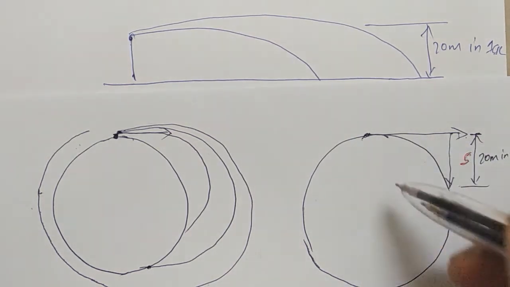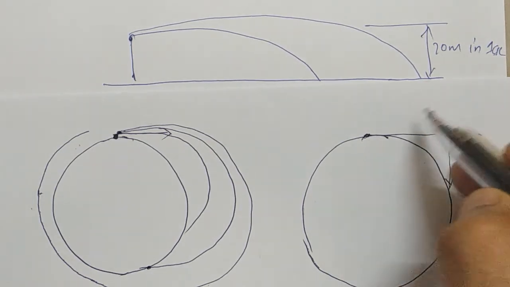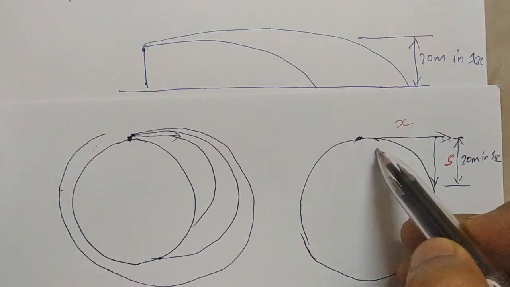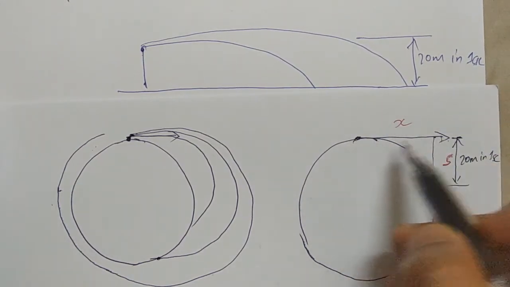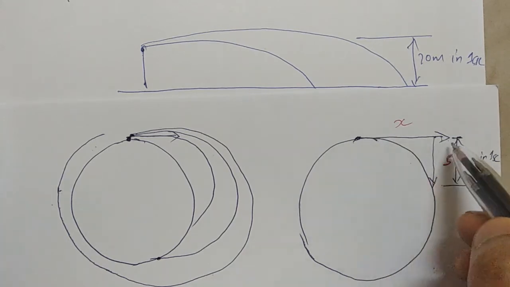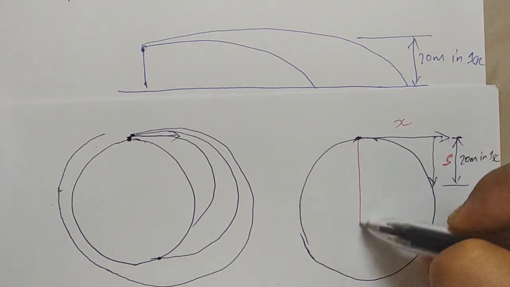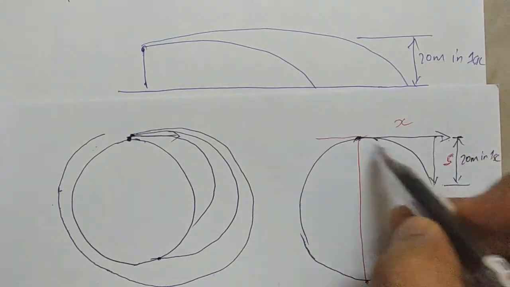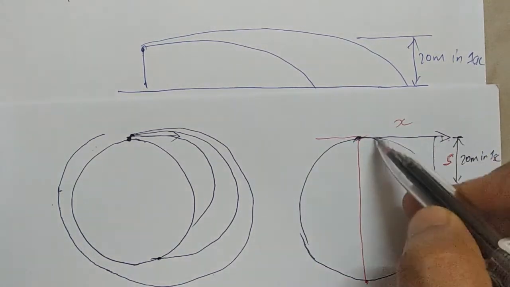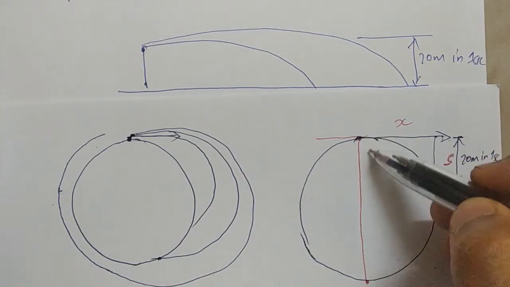Let us consider this fall to be S, and this direction of the velocity of this ball to be x, and velocity is nothing but distance traveled per unit time. So in this situation, whatever distance we are considering is per unit time, that is per second. Now this is the diameter of the earth, and you can see that the direction of the ball is tangent to this circle, and the diameter is perpendicular to this tangent.